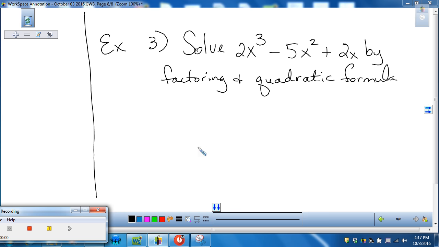Okay, welcome back. We're going to solve 2x cubed minus 5x squared plus 2x by factoring and quadratic formula. This is example 3. First thing we want to do is factor out what they all have in common. They all happen to have an x that we want to factor out. So let's go ahead and factor out the x.